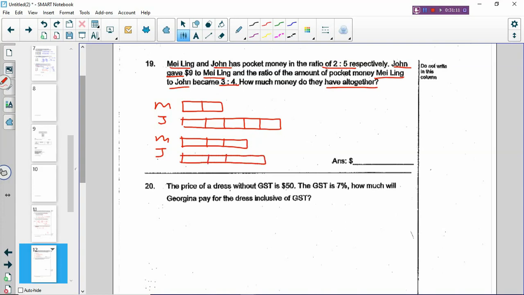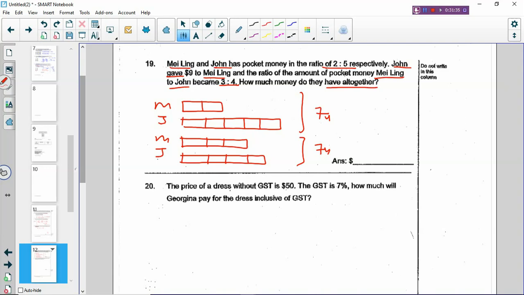And why do I purposely draw in this way? Because if you notice carefully, the total boxes they have at first is 7, and the total boxes in the end is also 7. So what is unchanged? It's because the question says there is a transfer. So when there's a transfer, the total is unchanged. So you have to make the total the same.